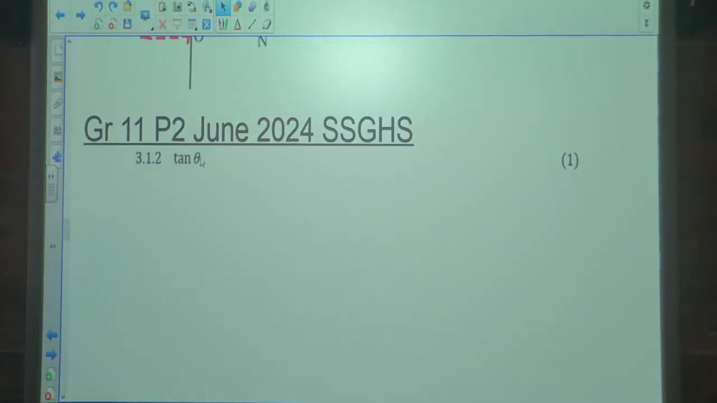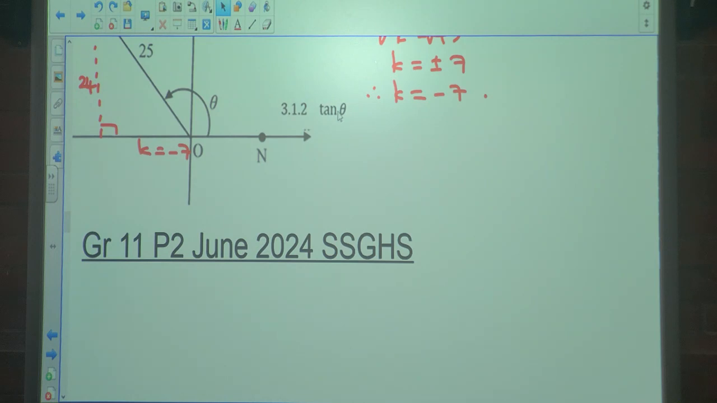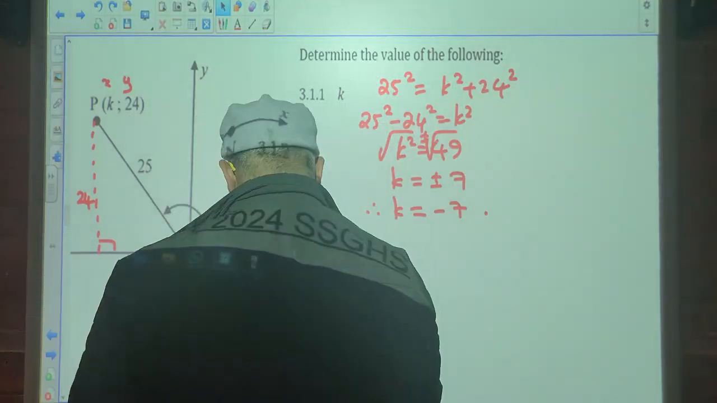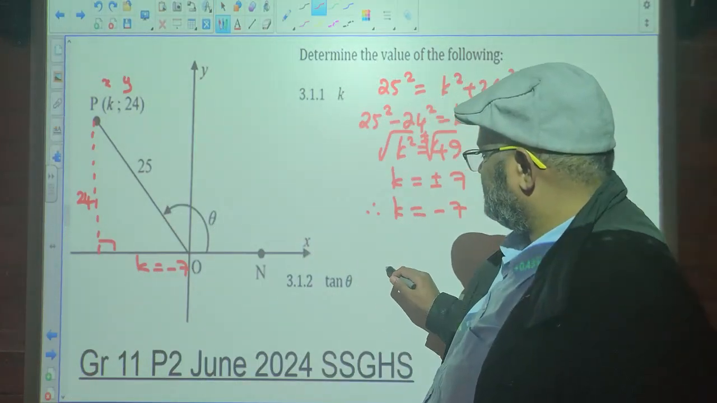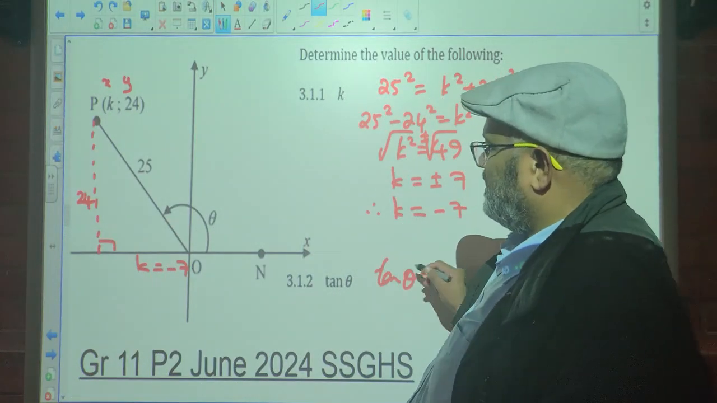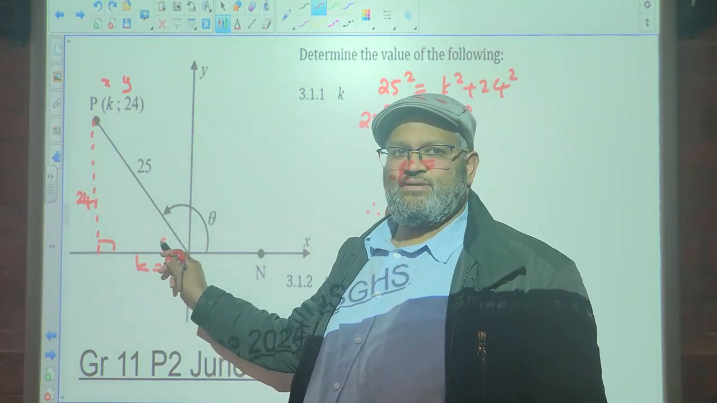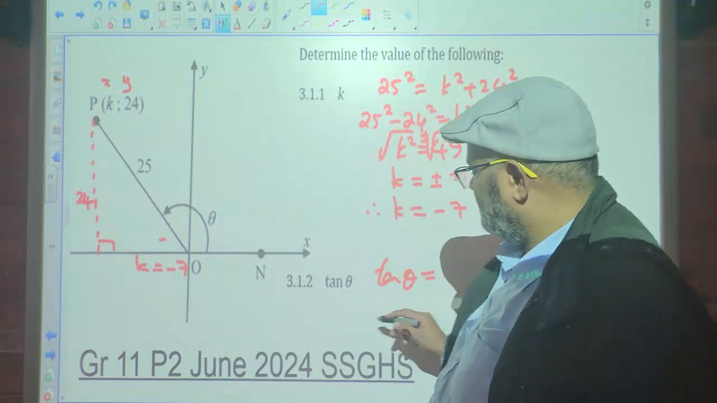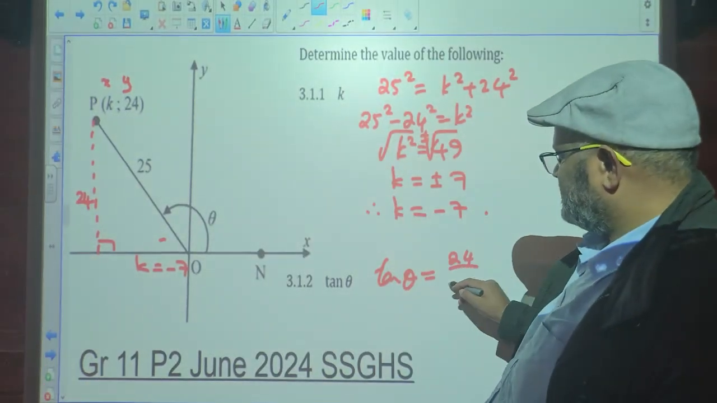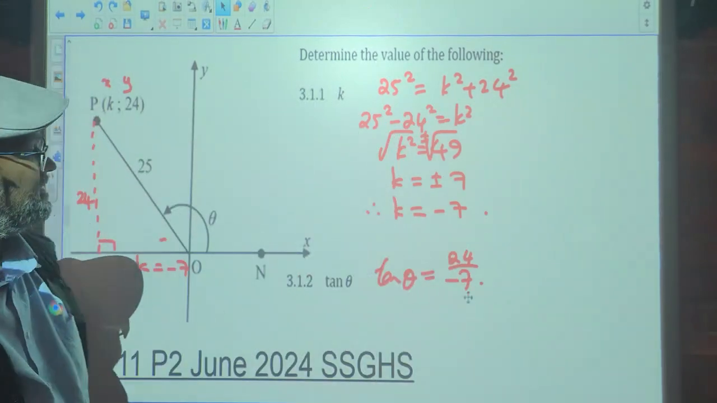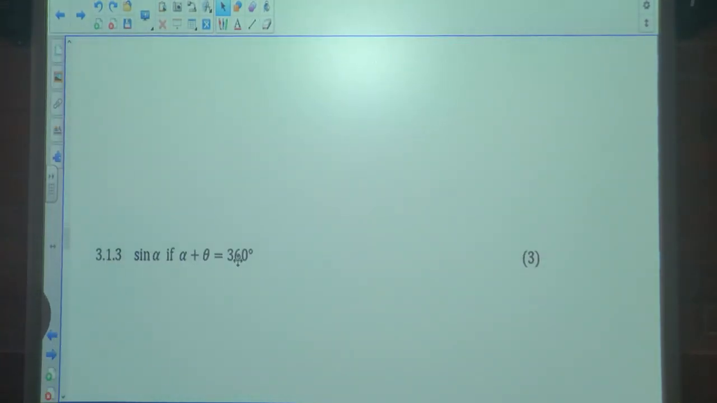Look at 3.1.2. The question is to work out tan of theta. Tan is opposite over adjacent. So remember, this is now your reference angle. It's going to be your opposite, which is 24, over your adjacent, which is negative 7. Okay. Next question.